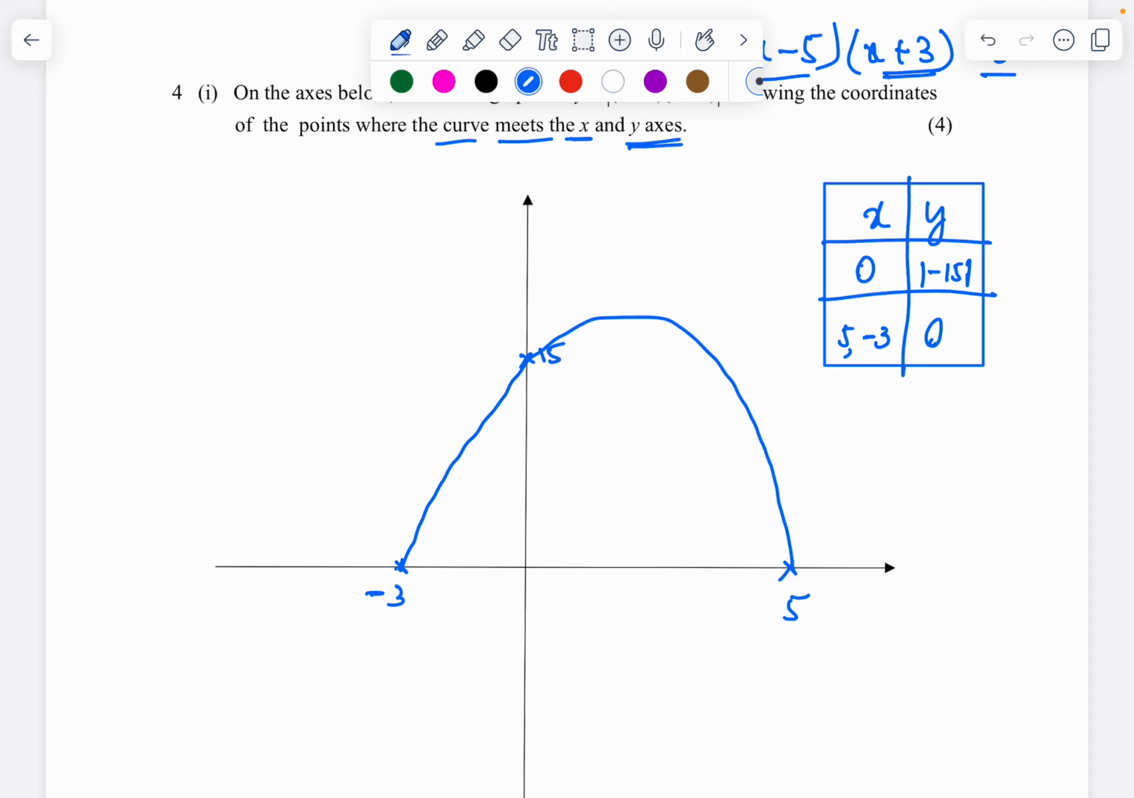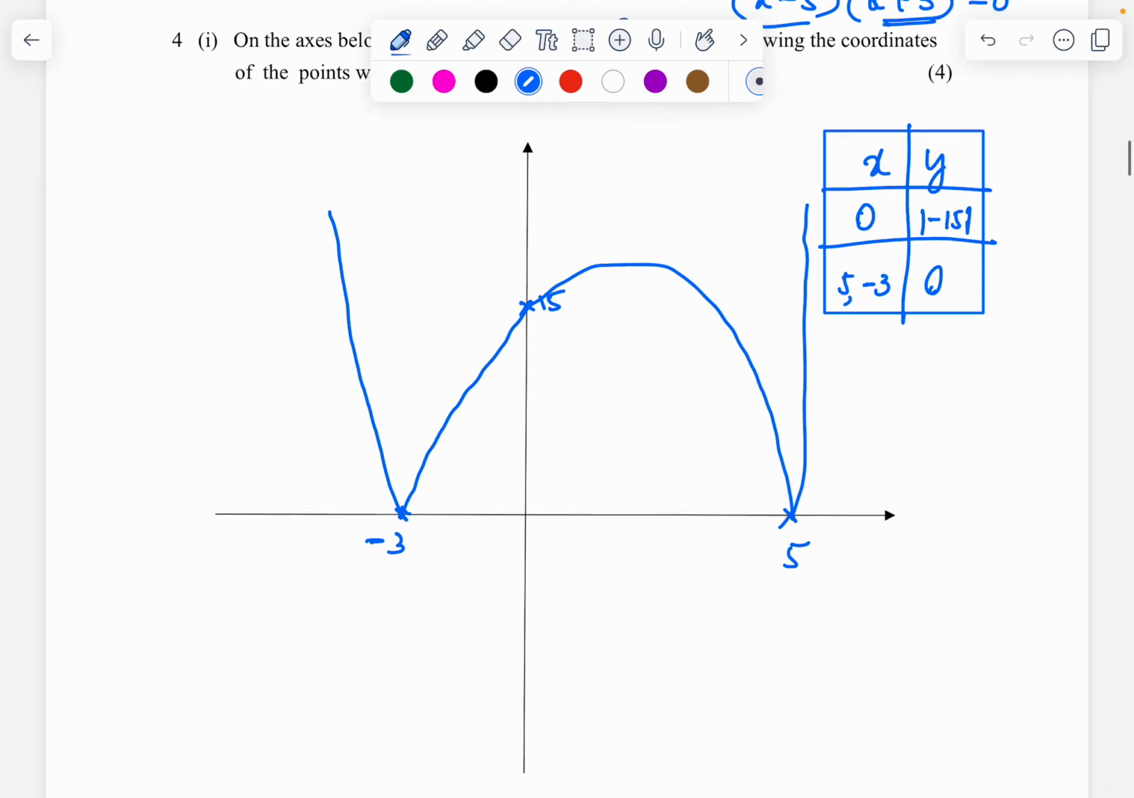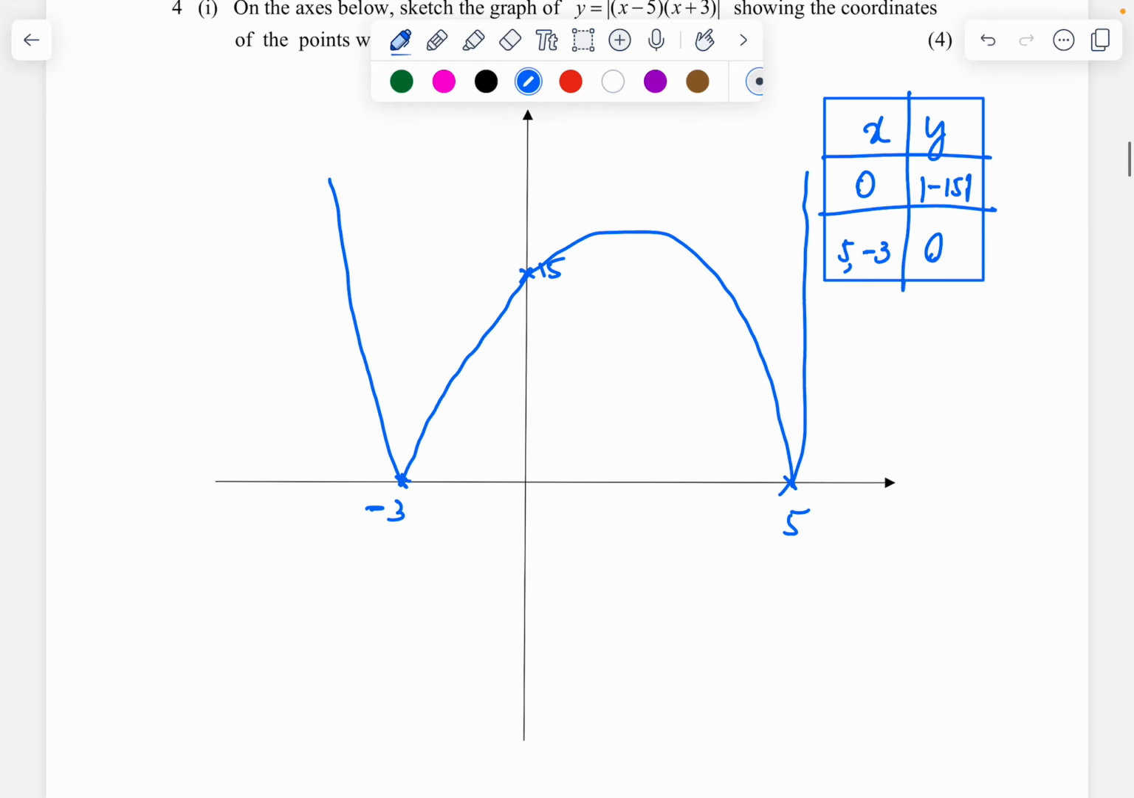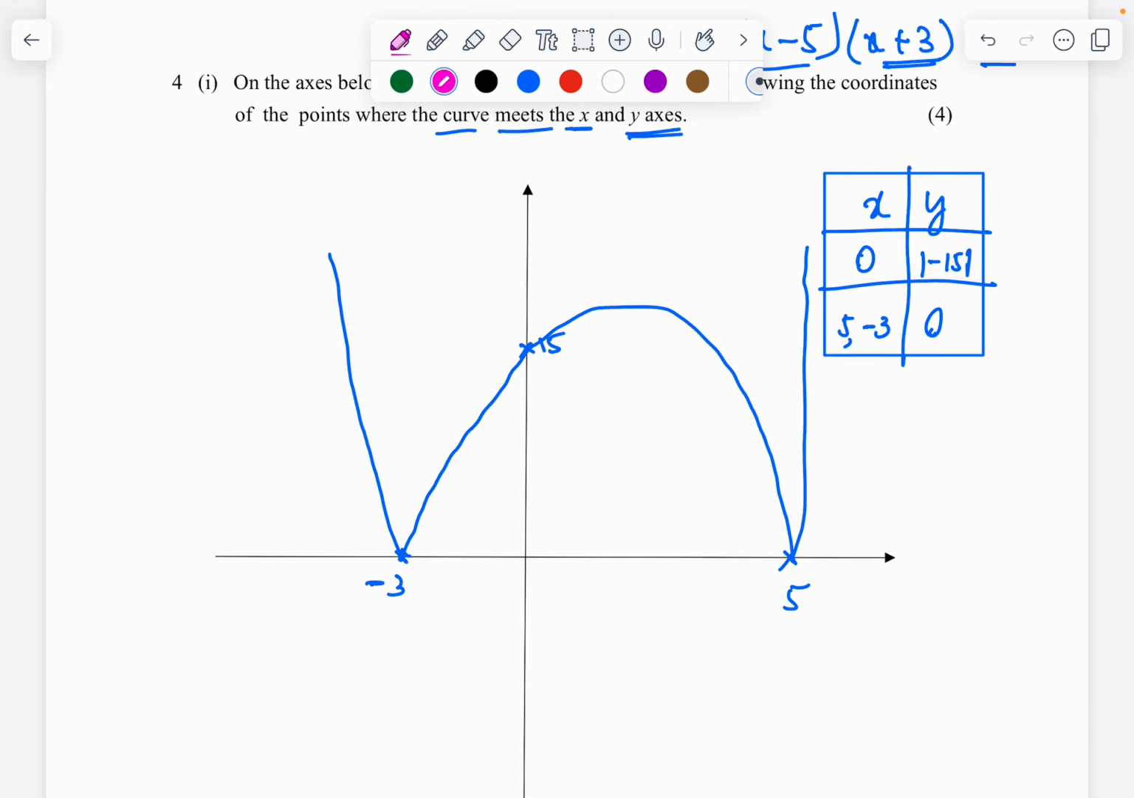Since this is a modulus, we need to make sure that there is nothing below the x-axis. So this is the modulus. All right. Then find the set of values of k for which the equation equal to k has 4 solutions. So basically, first let us understand what these 4 solutions are.